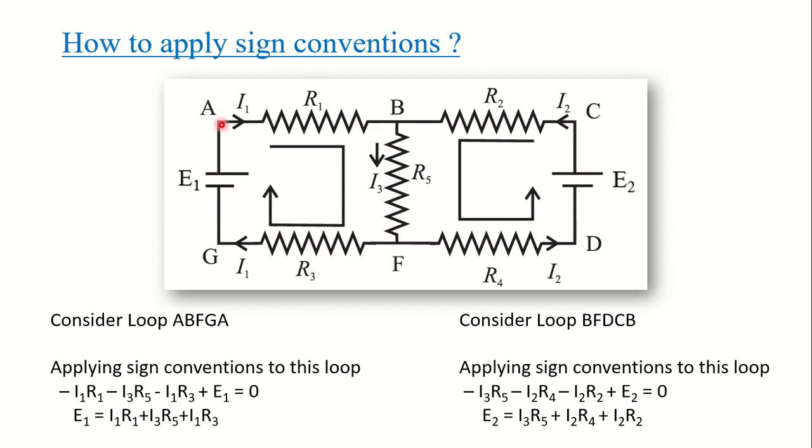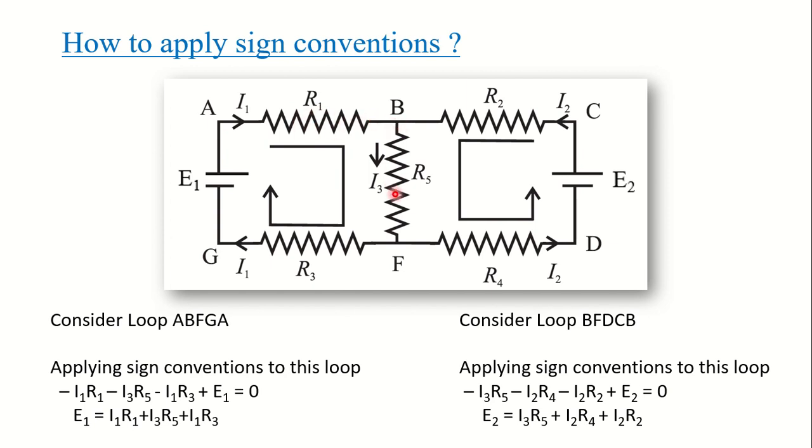Now, applying Kirchhoff's second law, sign conventions are applied here. So what will you get? See here, this arrow shows the direction of the current and this shows the direction of the loop. Both are in the same direction, which means that the potential drop across that resistor has to be negative. So minus I1 R1 will be the potential drop across resistance R1.